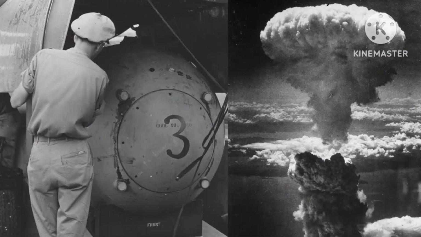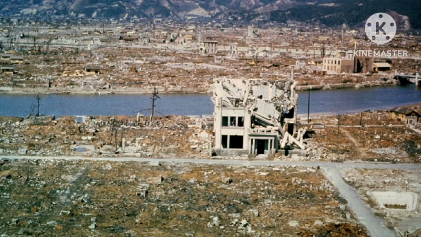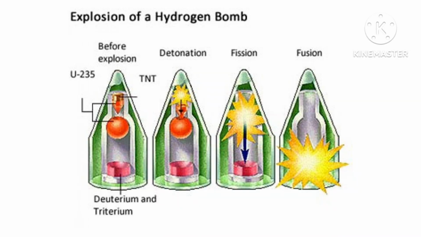The United States dropped the first nuclear bomb on the city of Hiroshima, Japan, on 6 August 1945. The explosion destroyed most of the city and killed more than 70,000 people instantly. Scientists later discovered how to use nuclear fusion to make an even more powerful bomb, the hydrogen bomb.